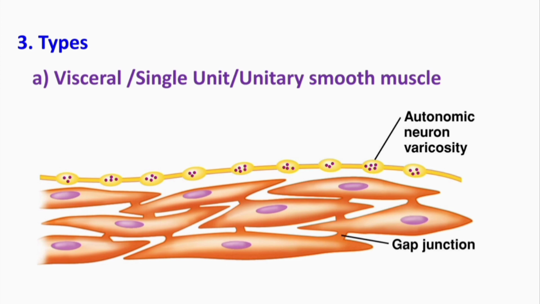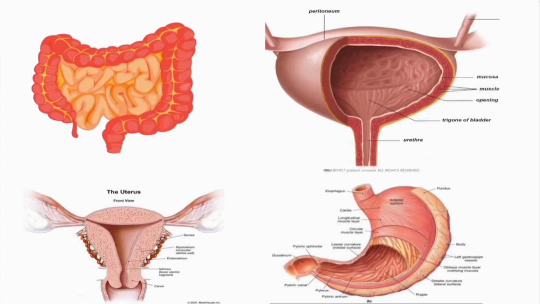Only a few muscle fibers are innervated in each group, and the impulse spreads through these gap junctions, as you can see here. It is often autorhythmic. The other type is multi-unit smooth muscle, and here you can see the locations of single unit smooth muscle or visceral smooth muscle. It is present in the walls of hollow organs like this urinary bladder, stomach, intestine, etc. So it is widely distributed.